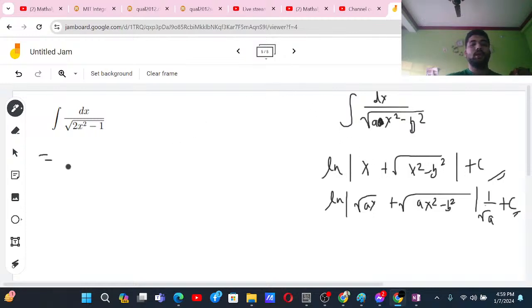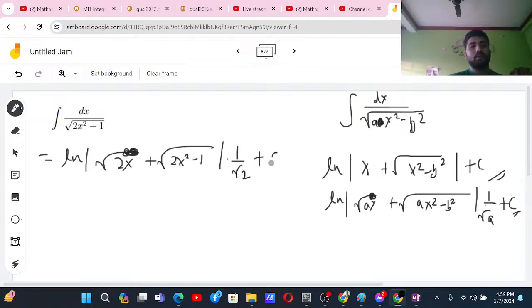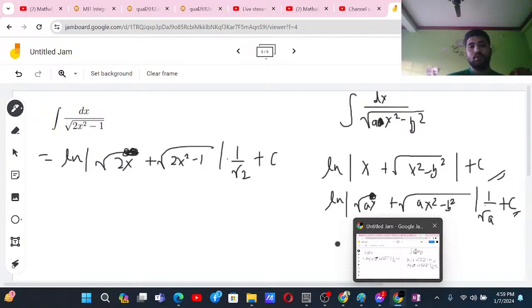Now over here it's just ln of root 2 times x plus root under 2x square minus 1, plus 1 by root 2 plus c. So that will be the answer. Let's check.